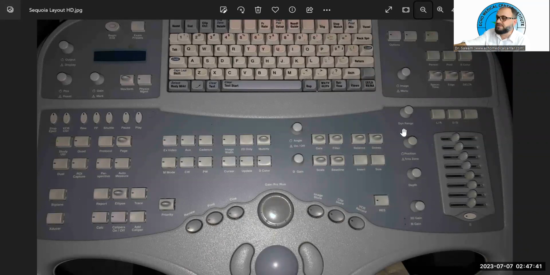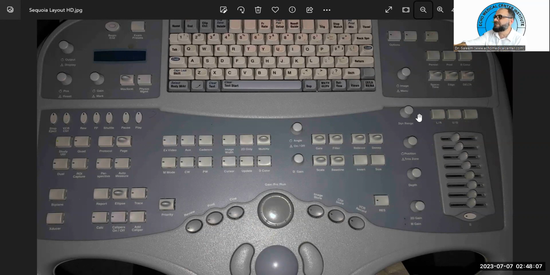Let's talk about a few things. For example, this is one of the knobs. First of all, I know you understand it, but just to confirm one more time: these are the knobs, these are the toggle switches, and these are the TGCs. Some of them are called keyboard buttons, some are called soft buttons, so they have different names.